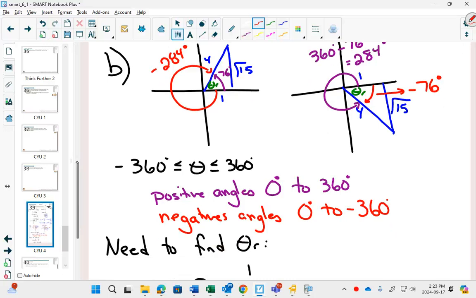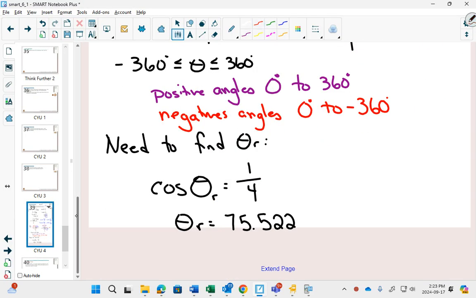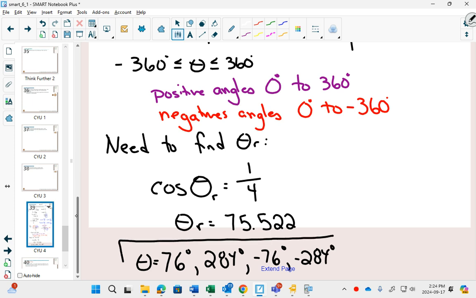So we found our reference angle, and now we can list all of the angles: 76 degrees, 284 degrees, negative 76 degrees, and negative 284 degrees. There's our final answer.